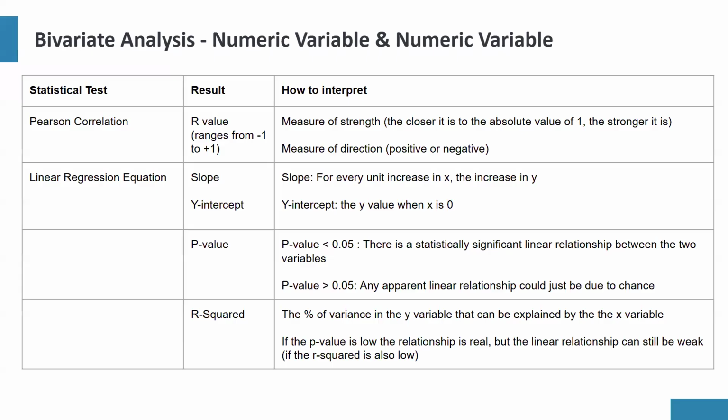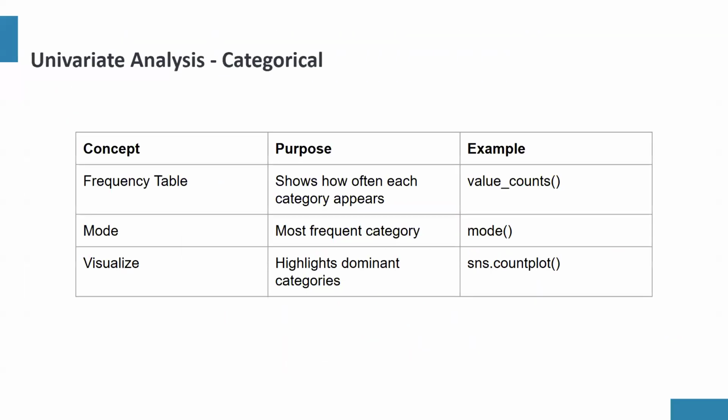Wouldn't mode be kind of redundant because both value counts and the count plot show you what? It will also show you it. So this is just if you're like, I just want to know what that one single one is. But yeah, you can get that from the other two as well.